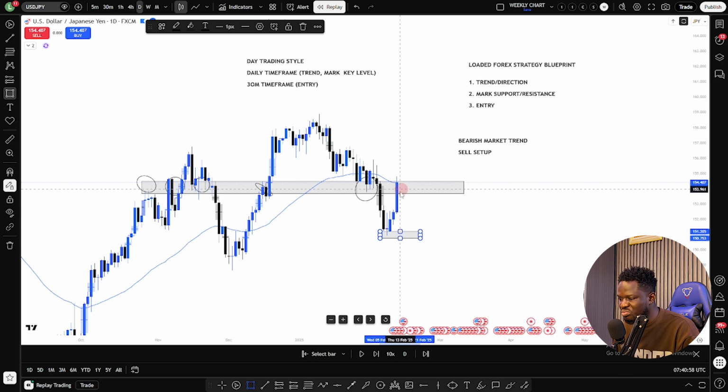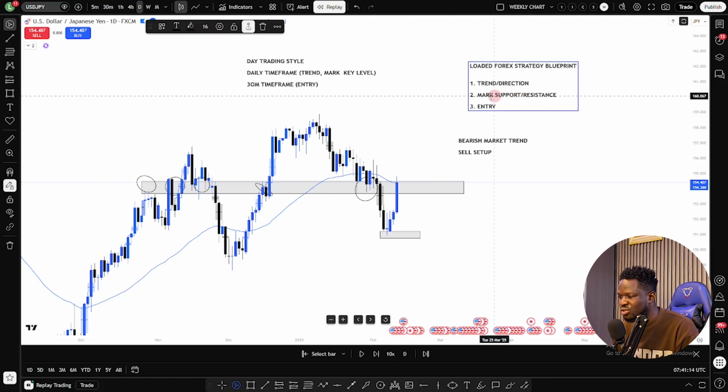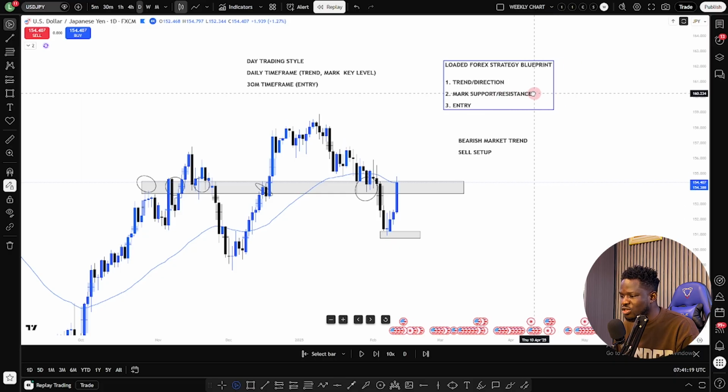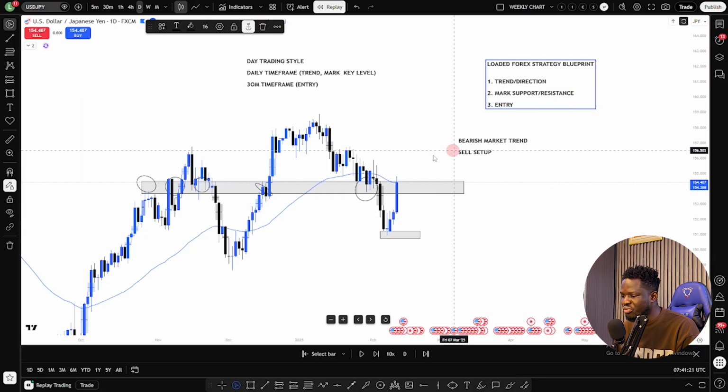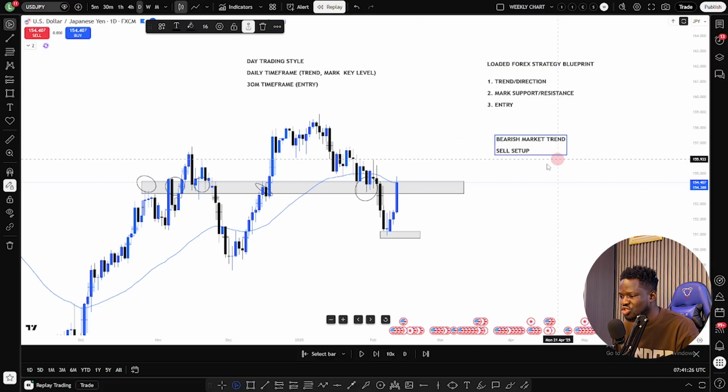This resistance will be our point of interest. Our POI, point of interest, means the zone where you want to take opportunity. At this resistance zone, now we have solved problem one, the direction and our key levels. Since we are selling, we are using resistance because the price action is downtrend. We are in a bearish market trend. The last one is entry.